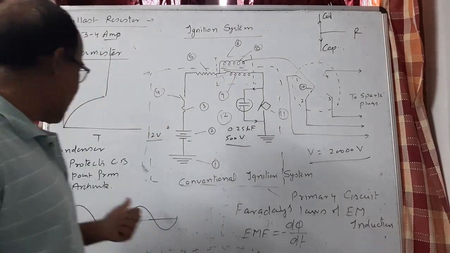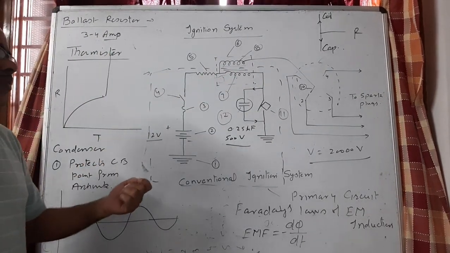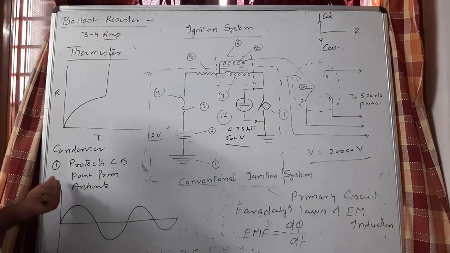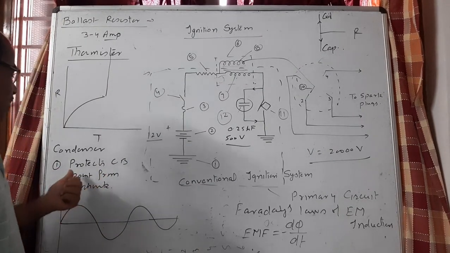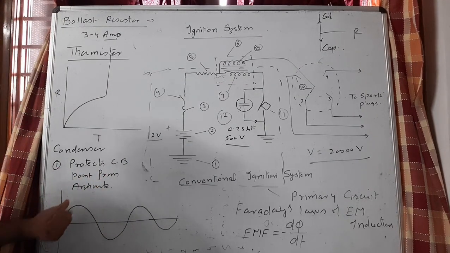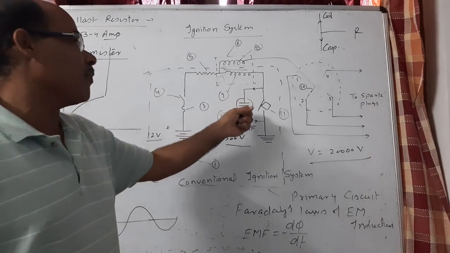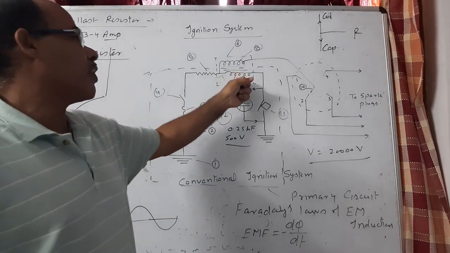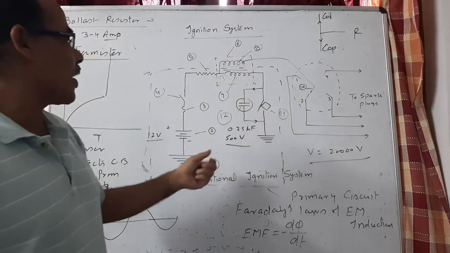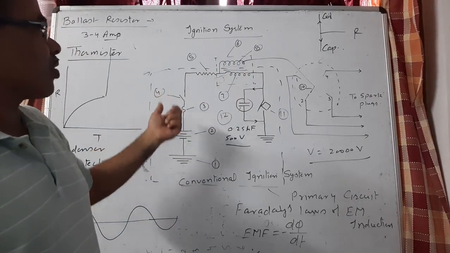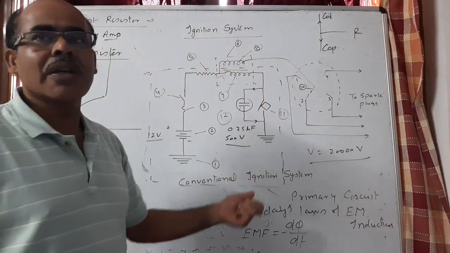So there are two functions of the capacitor which is incorporated in the circuit. First, it protects the contact breaker point from arcing, and secondly it helps in diminishing the induced EMF in the primary coil so that the battery voltage or battery current can be set up for the next cycle.